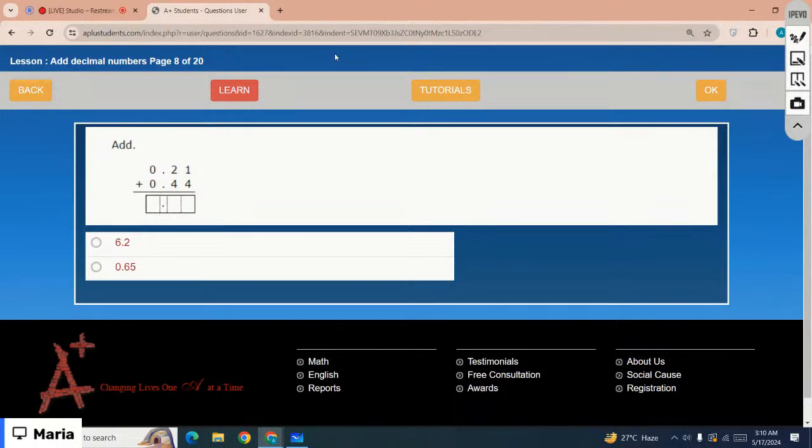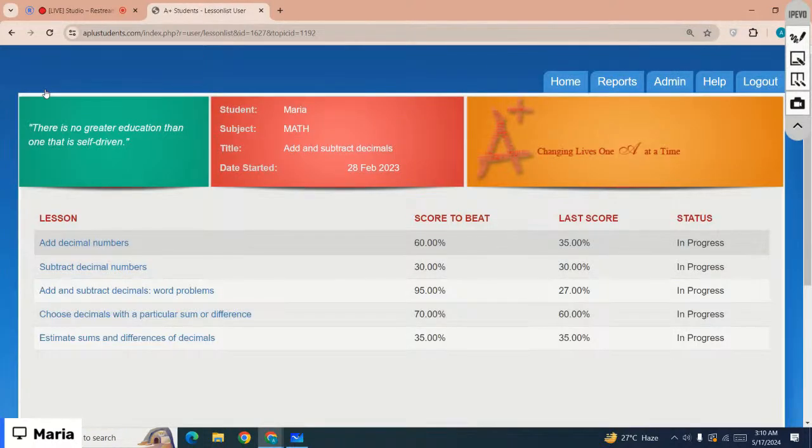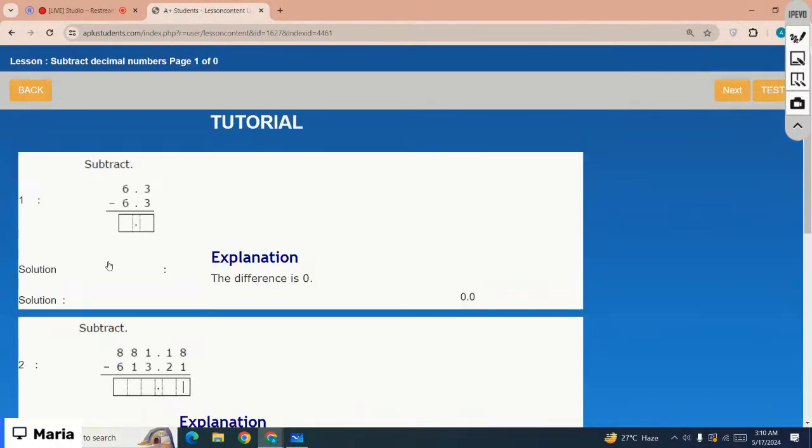I think the next one is subtract decimal numbers. Yes, that is subtract decimal numbers. Subtracting decimal numbers is the same way as subtracting whole numbers. The only thing here is you need to line up the decimal point. So when working on decimals, the important thing is to line up the decimal point. 6.3 take away 6.3: 3 take away 3 is 0, and 6 take away 6 is also 0.